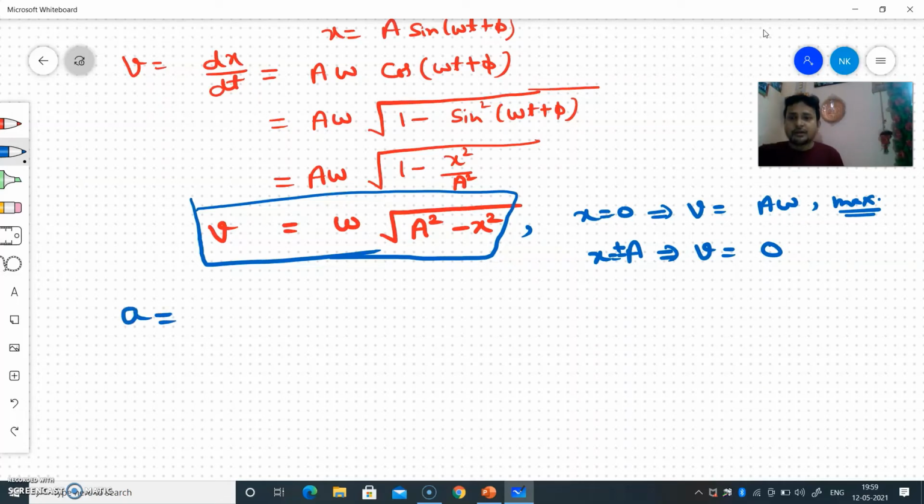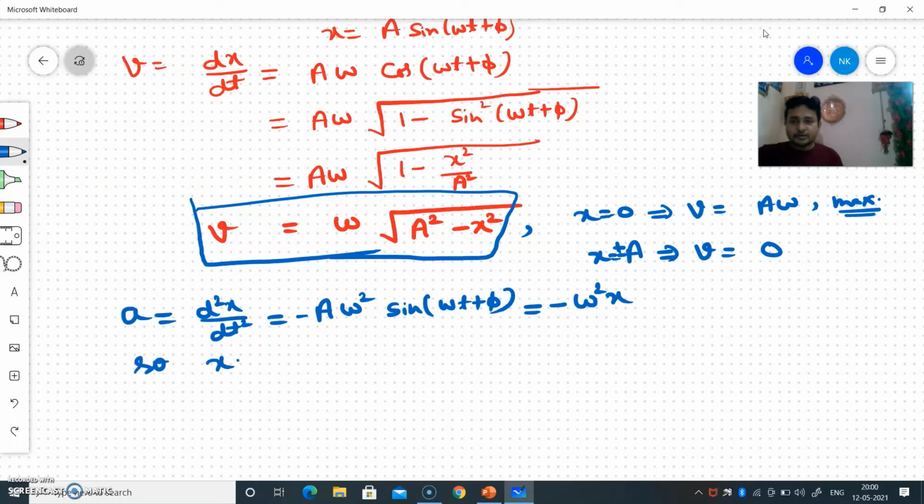Acceleration a is nothing but d2x over dt square, and this is just A omega square sin omega t plus phi, with a minus sign, and you know that A sin omega t plus phi is x, so this is just minus omega square x. So a is minus omega square x.